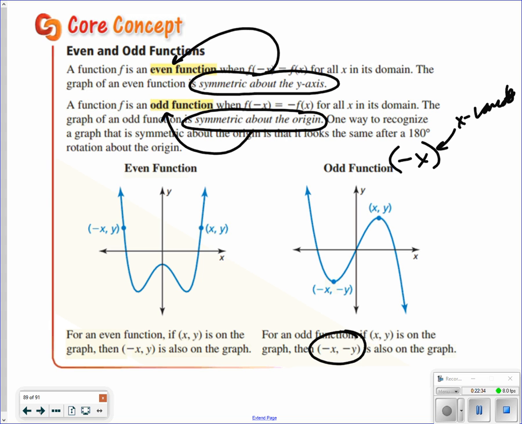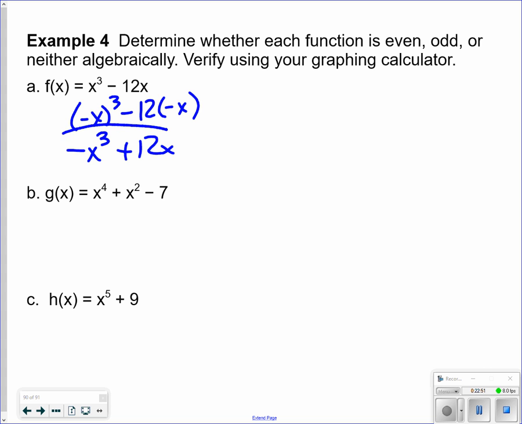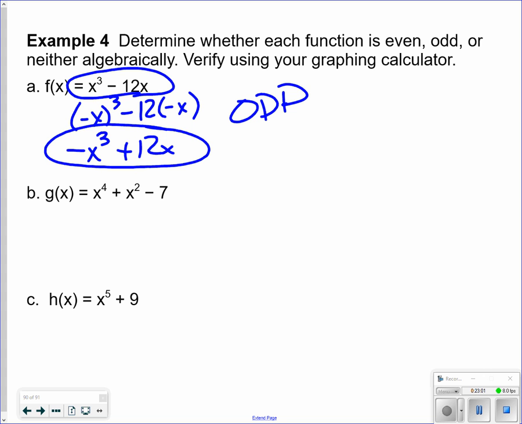So here we go. I'm going to put negative x in for all the x's. So negative x to the third minus 12 times negative x. Well, negative x to the third power is negative x to the third, and negative 12 times negative x is positive 12x. So now look at your new function and look at your old function. And if everything has been changed, meaning the signs have been changed, this is considered an odd function.